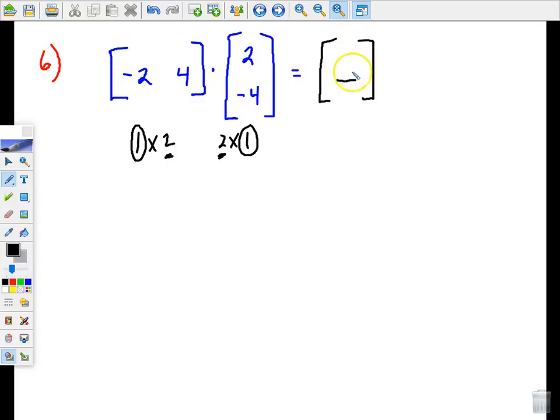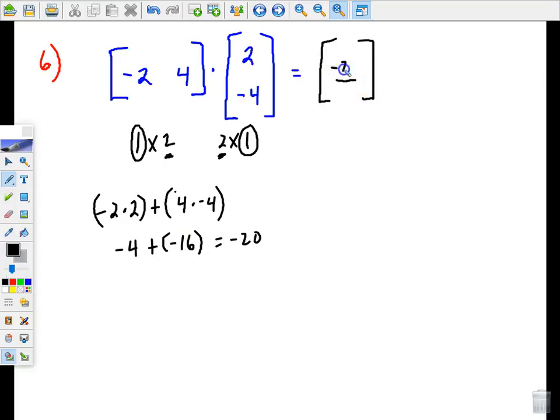Okay, so you can think of this as row 1, column 1. So all we're going to do is multiply row 1 times column 1. -2 times 2 plus 4 times -4. -4 plus -16 is -20. And that is my answer for number 6. All right, let's keep on moving.